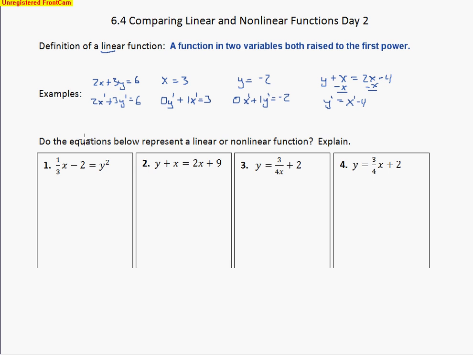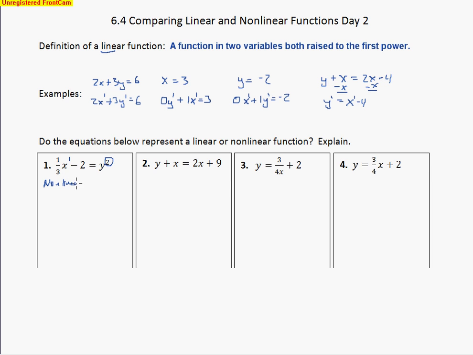So we're going to look at some questions in which they're asking, do the equations below represent a linear or nonlinear function? And then we'll have to explain. So our explanation, if they do, is this. Both variables are raised to the first power. So that's what we're looking for. So here I see 1/3 times x. Notice how x is in line with the fraction bar, so it is raised to the first power. However, the y is not raised to the first power. It's raised to the second power. So we would say this is nonlinear.